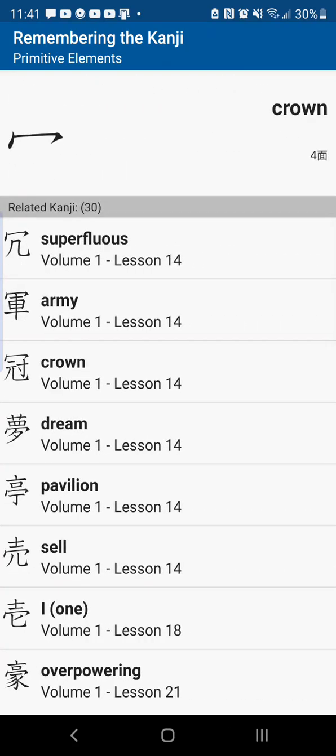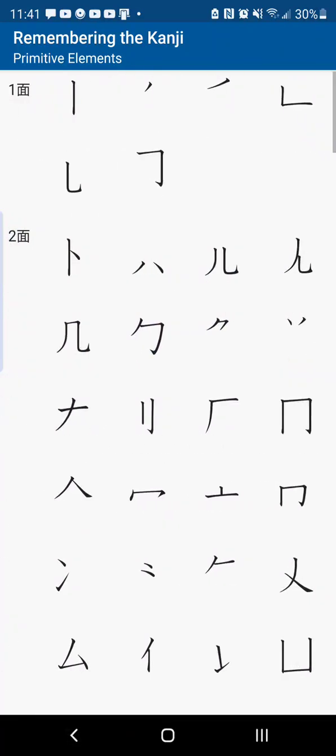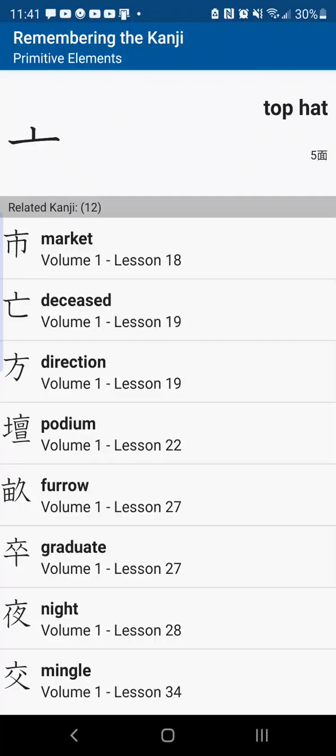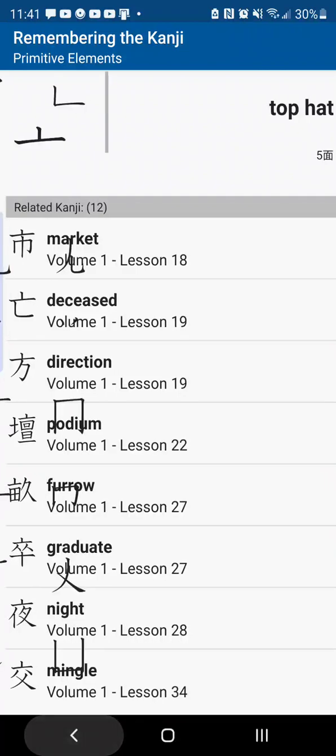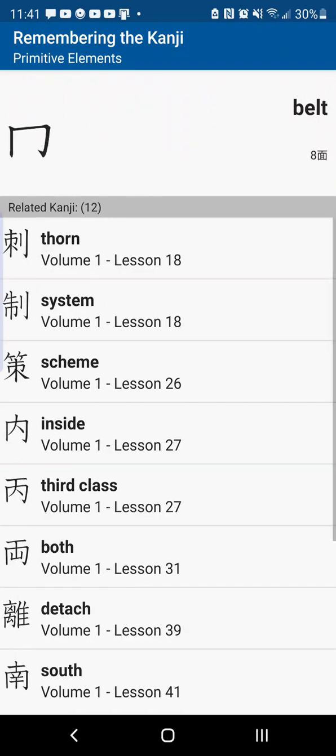Crown. It's in the kanji for crown itself, so that's easy enough. We see it on army, kind of capping them off. Superfluous. Top hat. This is easy to visualize too. I think I've seen this as lid before, but I always thought it kind of looked like a hat. So that's not so bad.